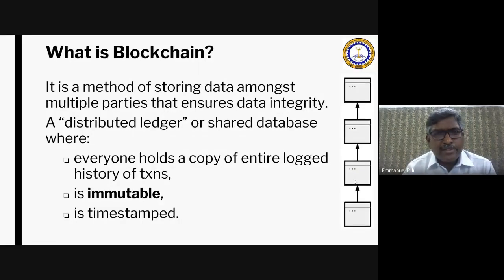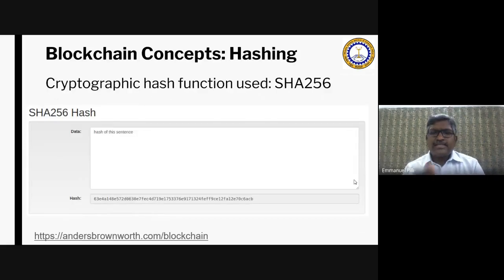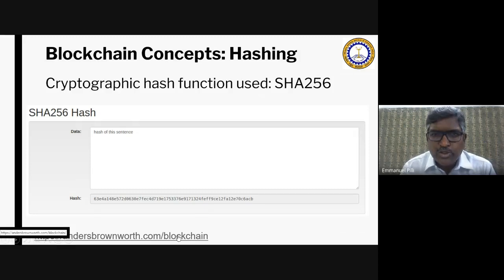It is immutable. It can't be changed because a lot of people have a copy of it. In between, I cannot say, okay, I will remove these five blocks and let us start a new blockchain. I cannot do that because a copy of the blockchain is maintained by so many people and it is timestamped. So once the block is created and a timestamp is given, the new blocks that are getting added will have a different timestamp. This is the simple concept as I try to introduce. I will show you a little later. Maybe I will encourage you sometime to visit this site, andersbrownworth.com blockchain. I will use this same example to show you the screen and then I will show you the demonstration.